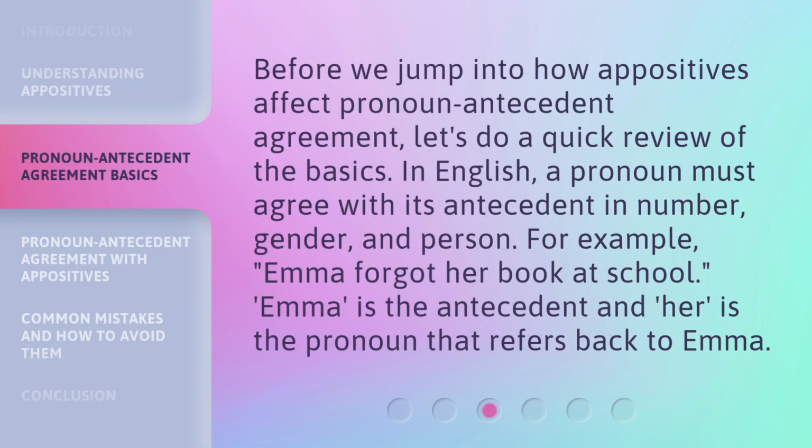Before we jump into how appositives affect pronoun-antecedent agreement, let's do a quick review of the basics. In English, a pronoun must agree with its antecedent in number, gender, and person. For example, Emma forgot her book at school. Emma is the antecedent and her is the pronoun that refers back to Emma.